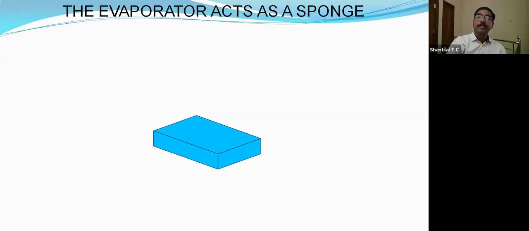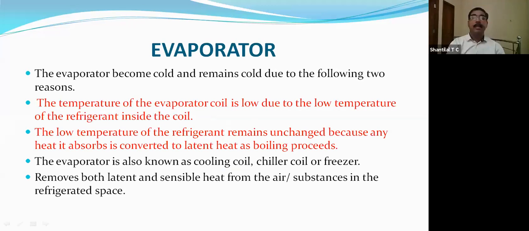So this is a small example showing how the sponge is absorbing liquid. Like that, the evaporator is absorbing heat from the surrounding space, and the surrounding space is cooled. Then the evaporator becomes cold. Due to evaporation, it is cold, and again remains cold due to some conditions.